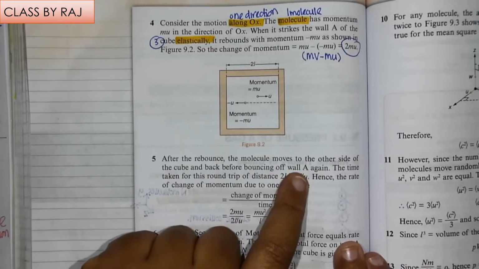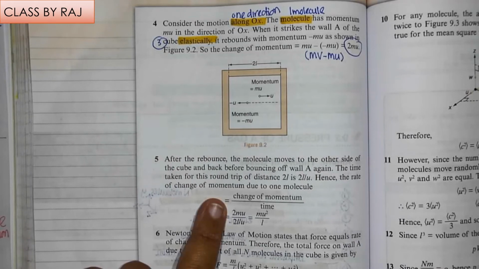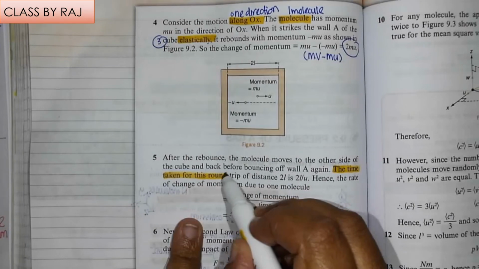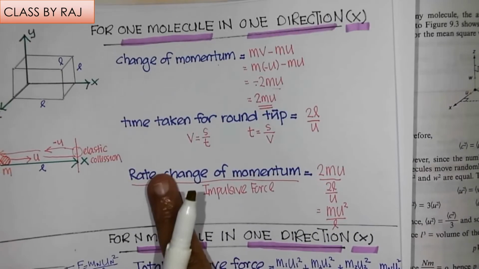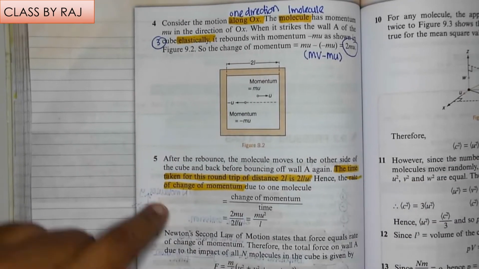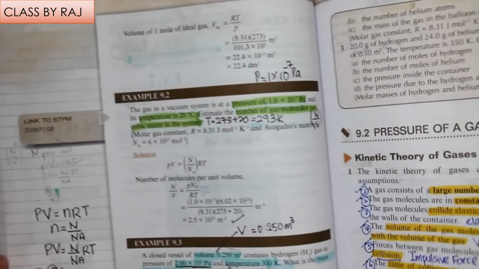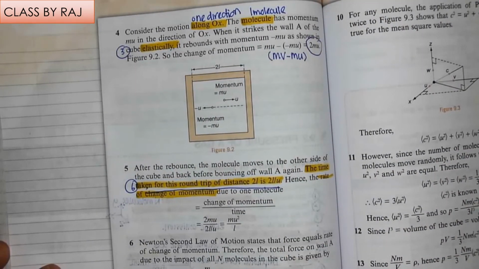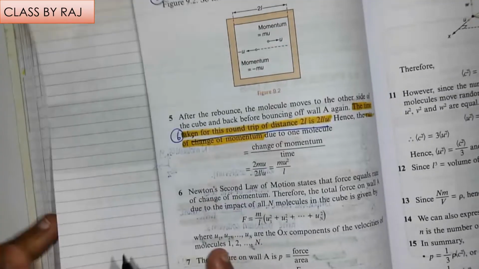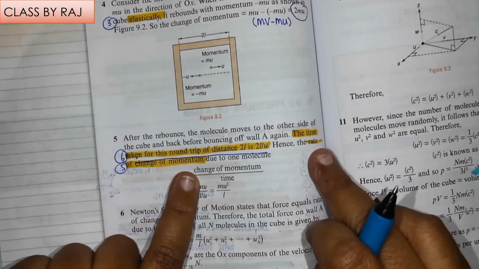After the rebound, the molecule moves to the other side of the cube and back before bouncing off wall A again. The time taken for the round trip of distance 2L is 2L over u. Hence, the rate of change of momentum. Sorry, before that, time taken for the round trip is kinetic theory of gases assumption number 6. Rate of change of momentum is assumption number 5. Why? Because the assumption says no forces except during collision. So collision is an impulsive force, and impulsive forces are the rate of change of momentum.